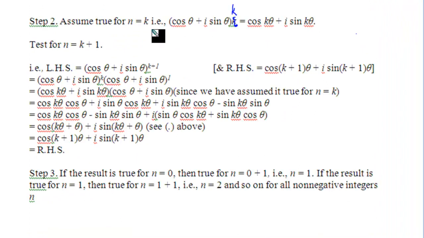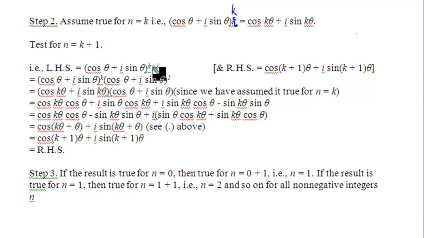Our second step, as normal, is to assume n is equal to k and assume it's true. So (cos theta plus i sine theta) to the power k is equal to cos k theta plus i sine k theta. Now step 3, to test for n equal to k plus 1. We start with our left-hand side, (cos theta plus i sine theta) to the power of k plus 1. We want it to be equal to our right-hand side. That's what we need to prove down the end.